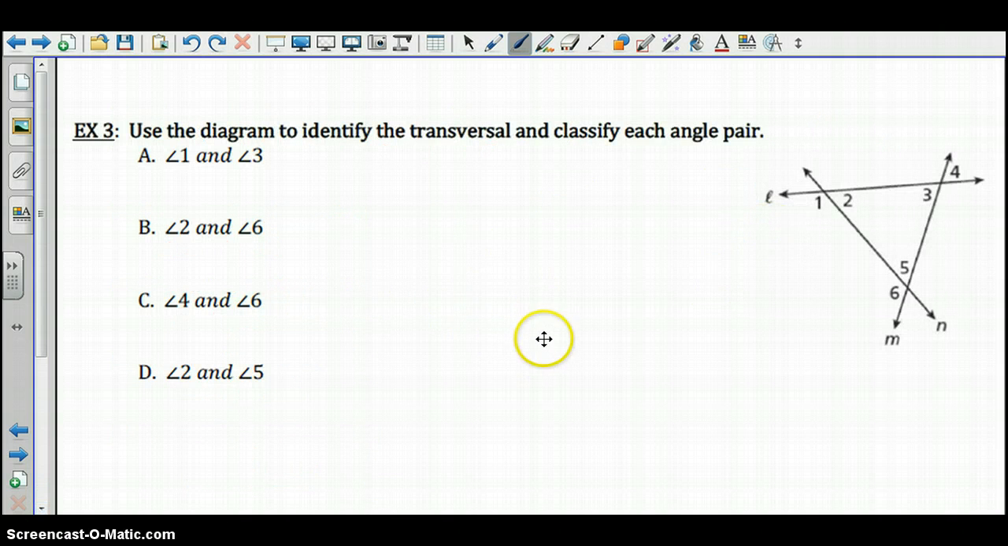Okay, in our final example, we are asked to use the diagram to identify the transversal, because I have 3 intersecting lines here. Any one of these could be a transversal, and to classify each angle pair.